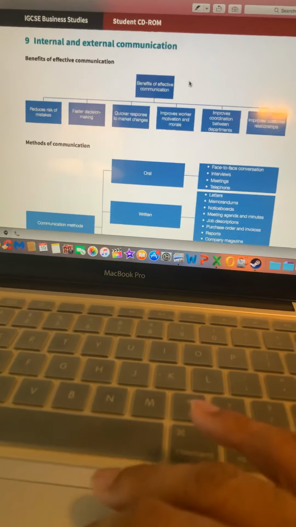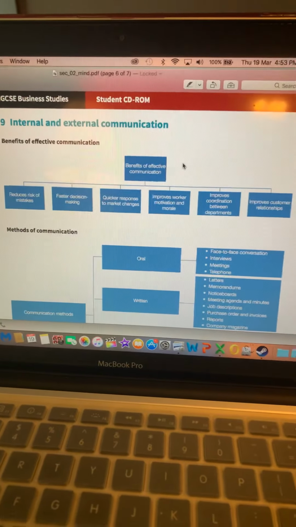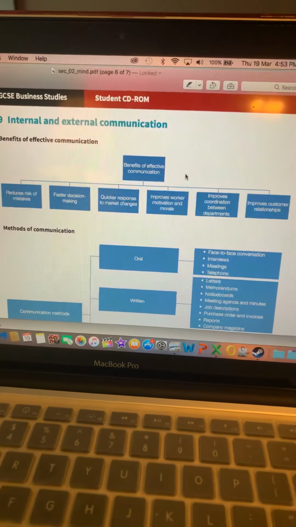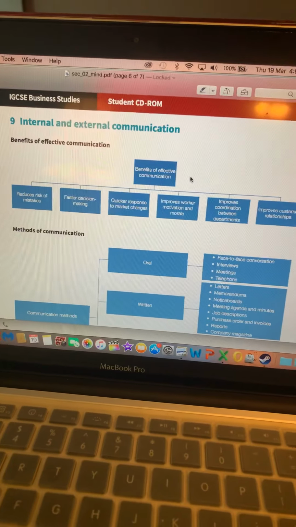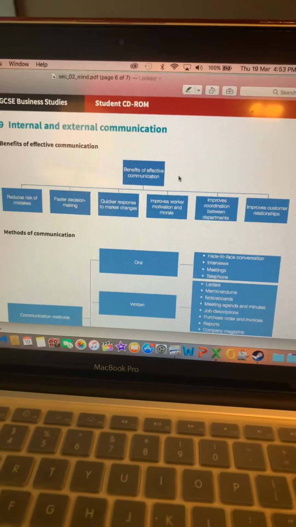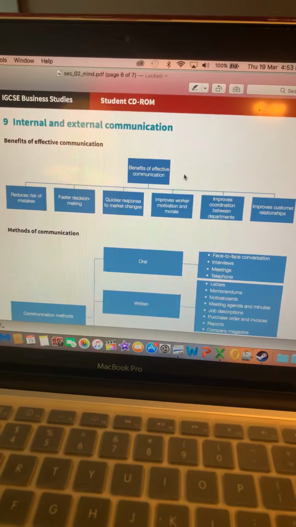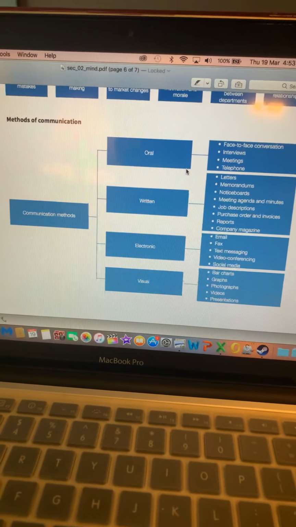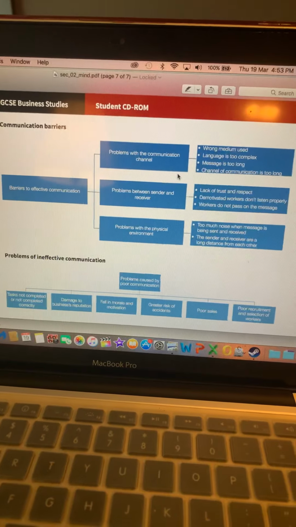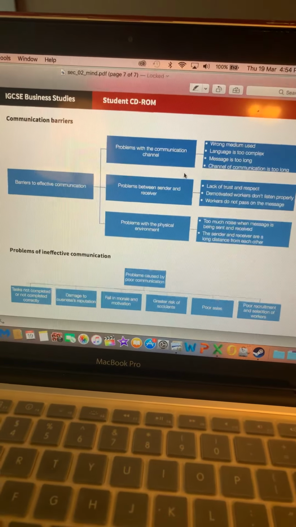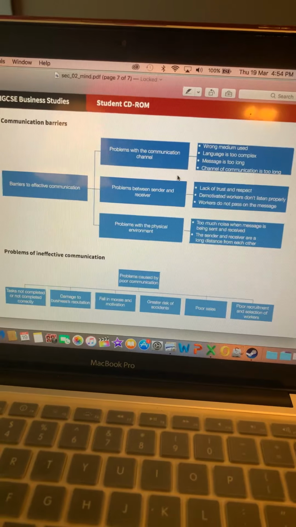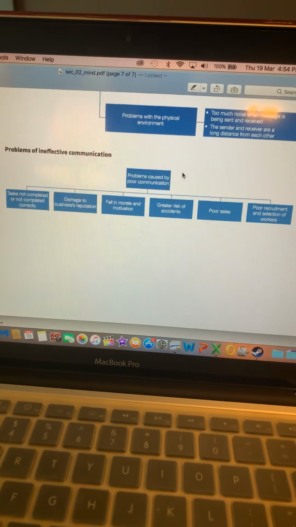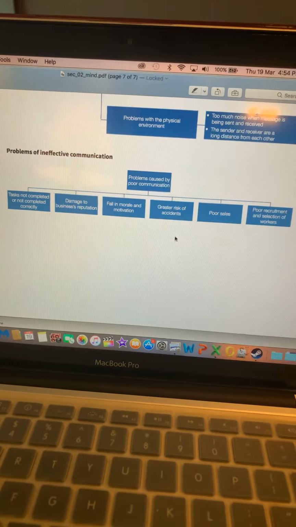Okay, we've got benefits of effective communication here. This did kind of show up in the exam a little bit, so these are important things to remember as well. Always remember, feedback is one of the most important factors that make communication effective. Okay, various kinds of communication methods here. Quite straightforward stuff as well. Barriers to communication, also pretty straightforward. Okay, you can read it a little bit if you like. Problems of ineffective communication. Okay, so this is the issues that come from poor communication, right?